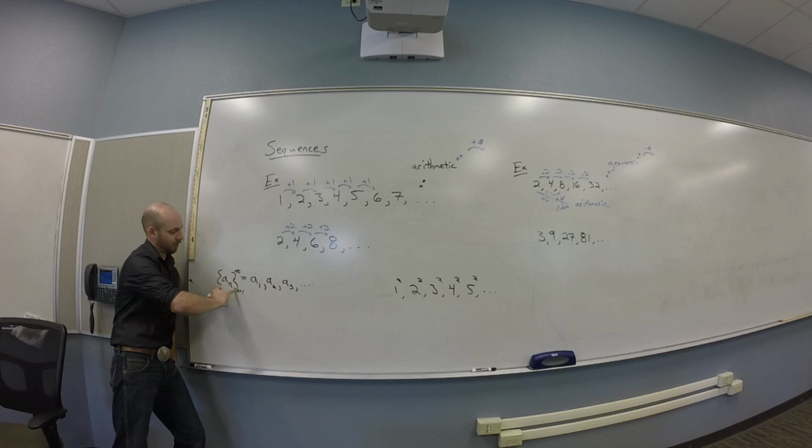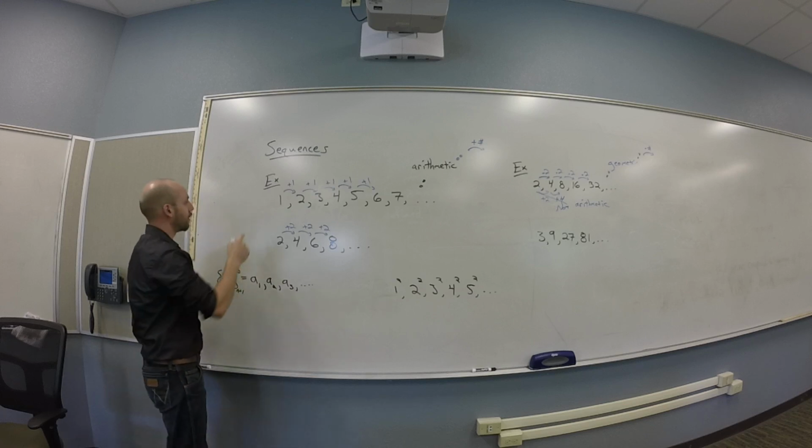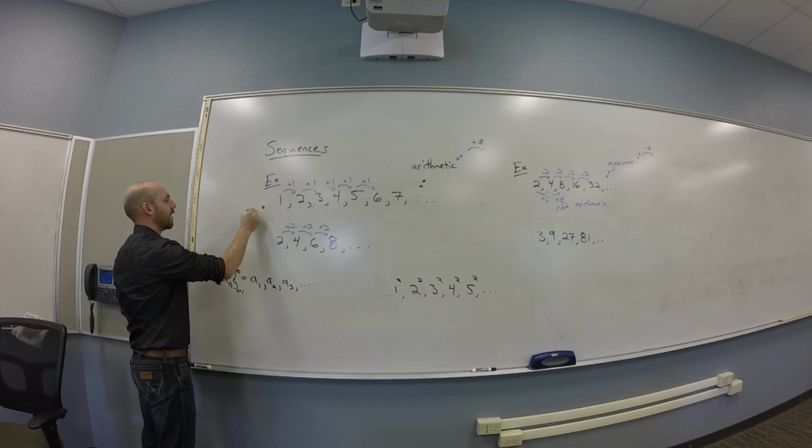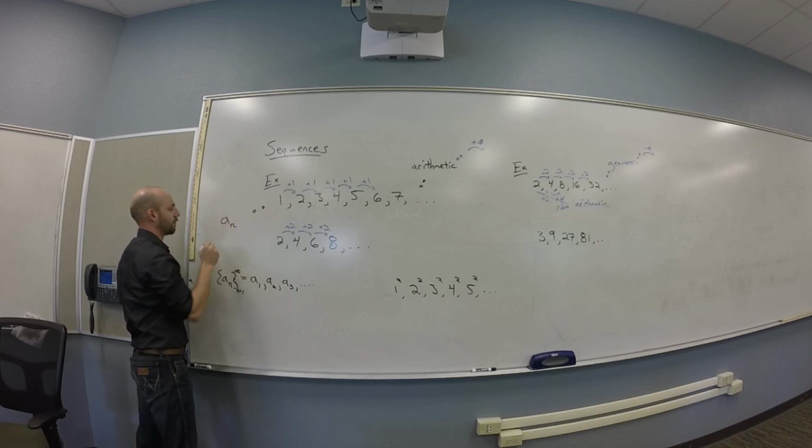So this thing is a list. You guys remember that? I use those braces for lists. So I'm just going to list out the a_n's starting at 1. So a1 is my first thing, and we're not going to stop. You guys cool with that? So can you give me, in this first example, a general formula for a_n?